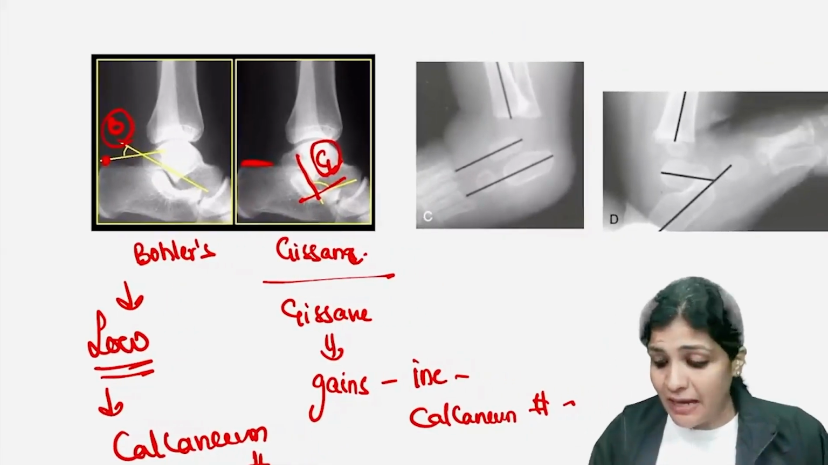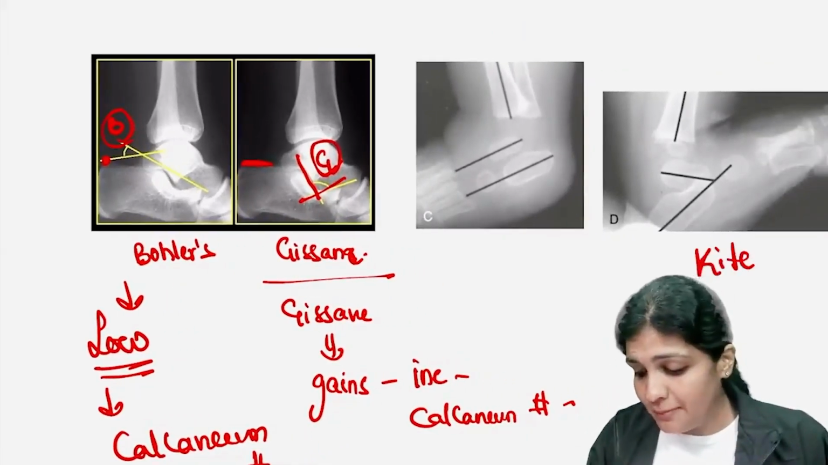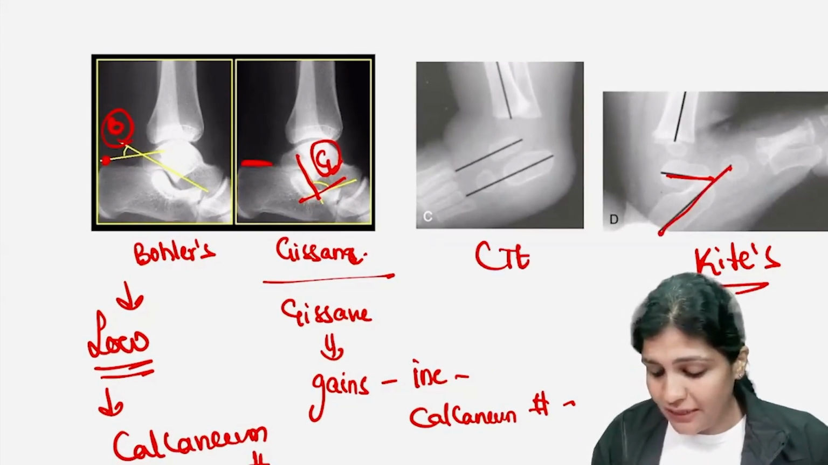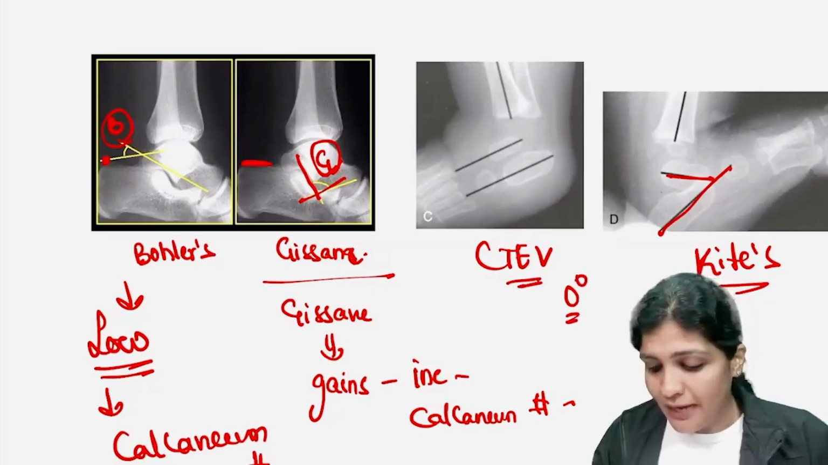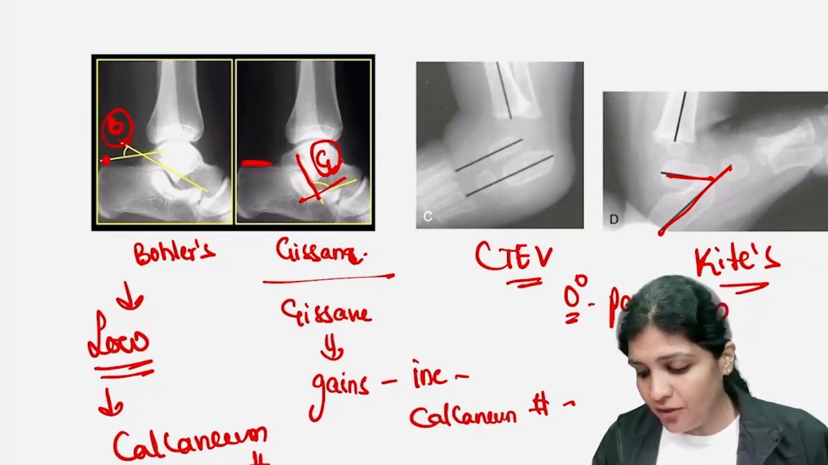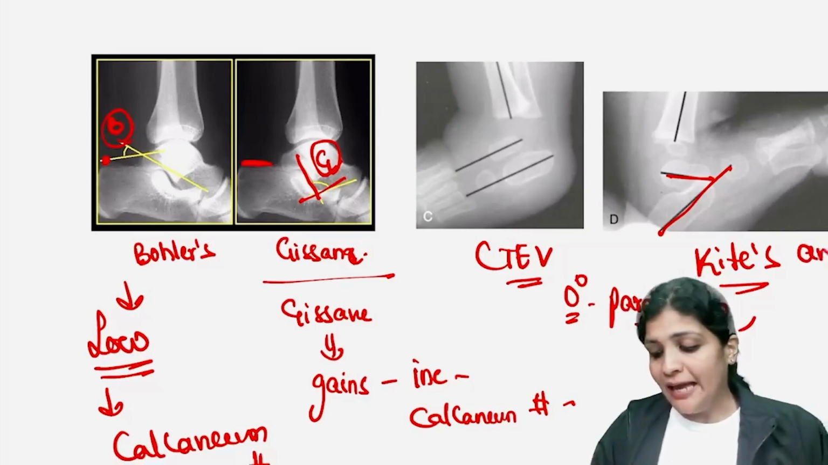And now this is actually the Kite's angle. So there is some angle made between talus and the calcaneum, but in case of CTEV this becomes 0, and this is called parallelism in case of CTEV. So that is about your Kite's angle, right?